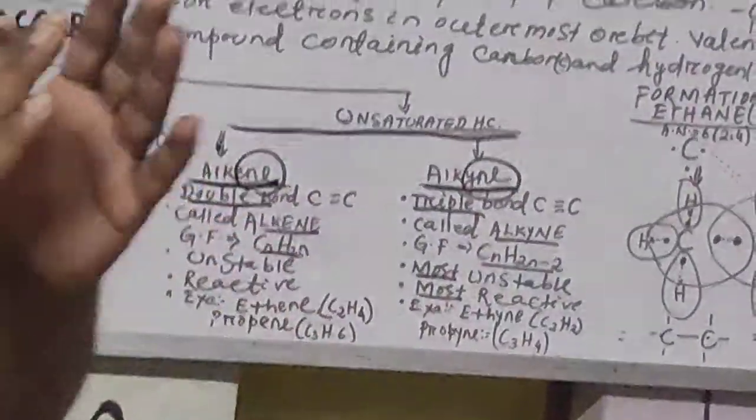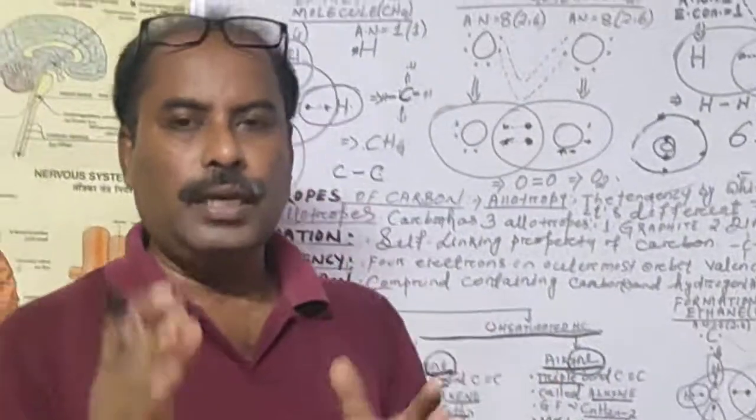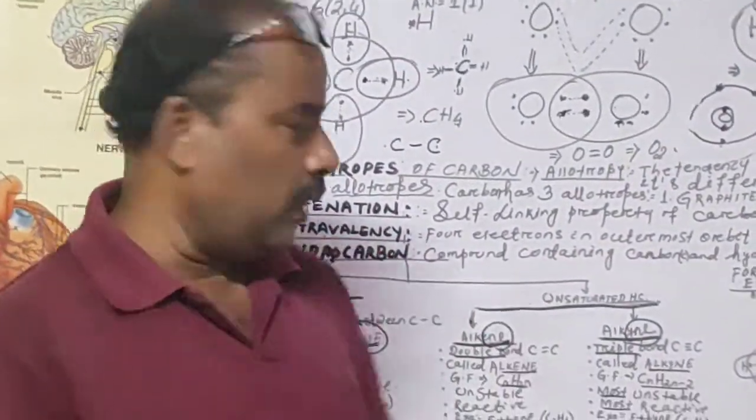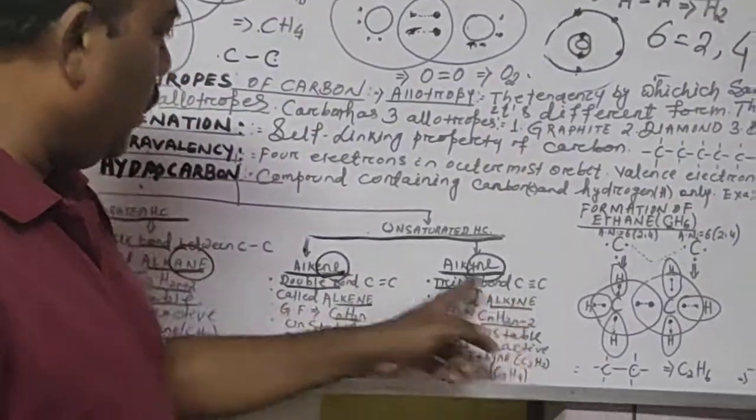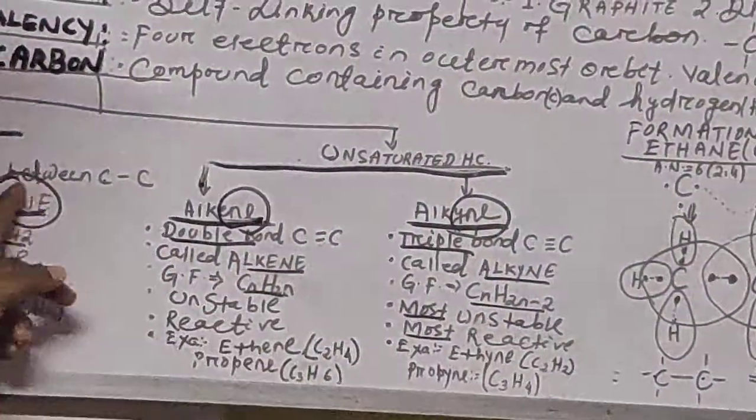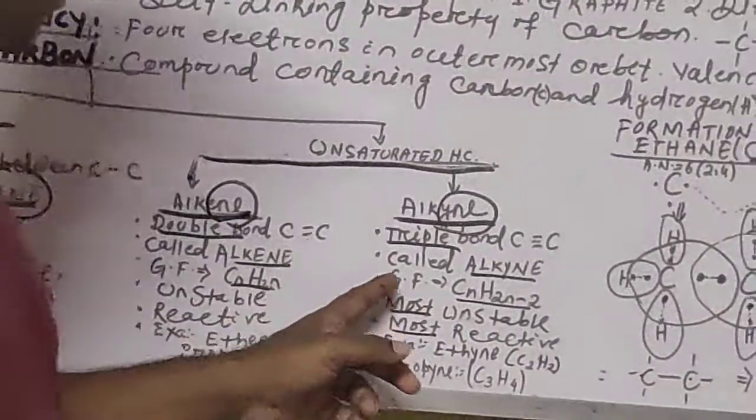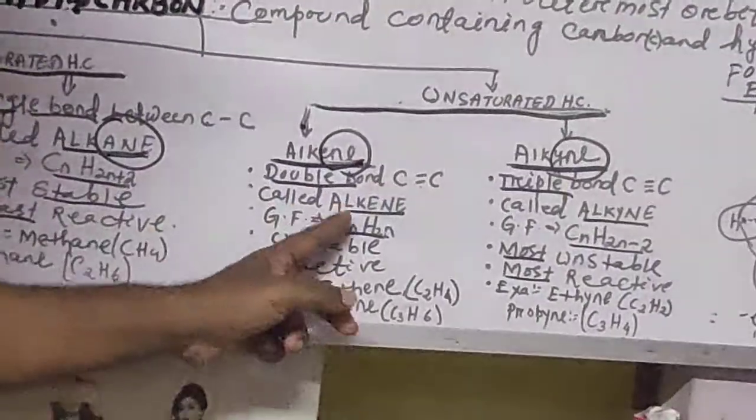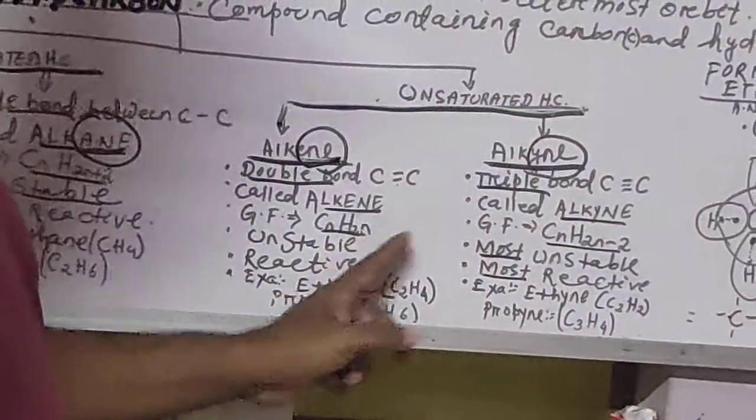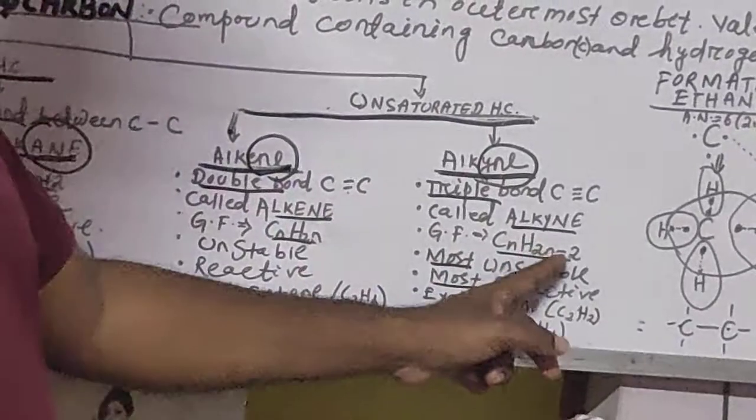If any compound has a triple bond, at the end we have to add YNE, and then it is called alkyne. If it is a triple bond, we call it alkyne. If it is a double bond, alkene. If it is a single bond, alkane. The general formulas: alkane CnH2n plus 2, alkene CnH2n, and alkyne CnH2n minus 2.